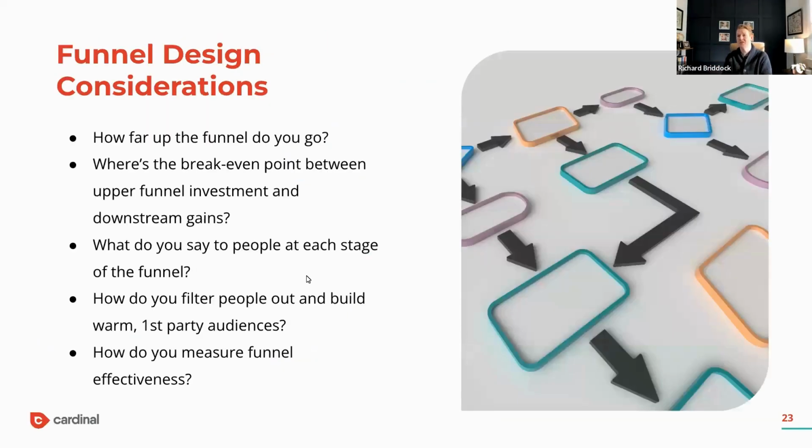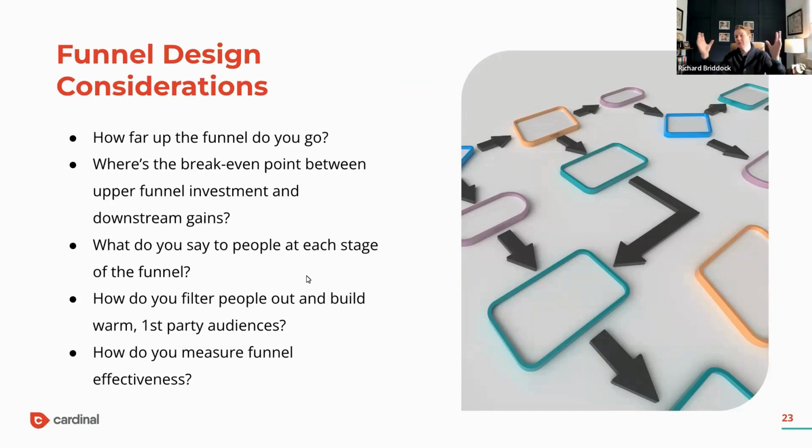So let's talk about some of those considerations, right? Firstly, if you're doing just bottom of the funnel right now, you may have a CPA of $200. You want to diversify and go up the funnel, right? Because you believe that going up the funnel is going to make that downstream CAC more efficient. But how far do you go up the funnel, right?